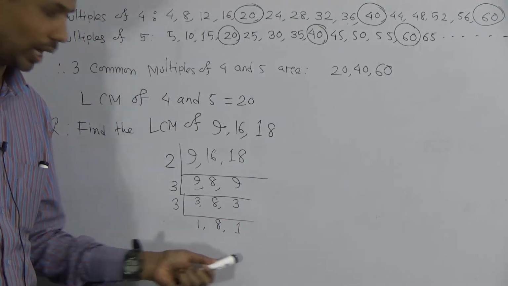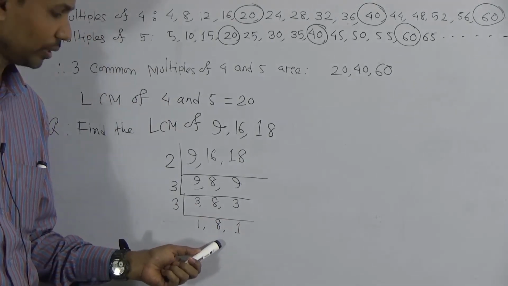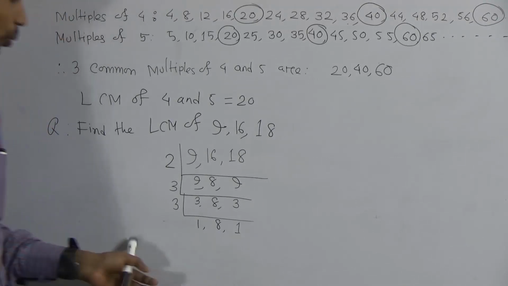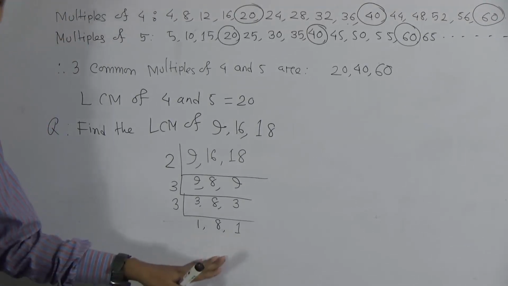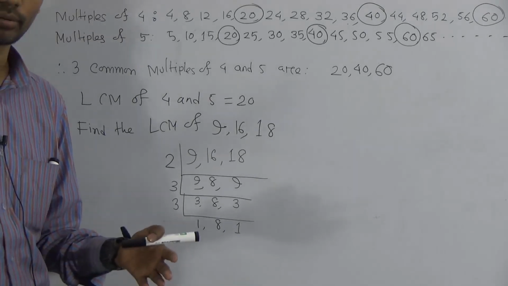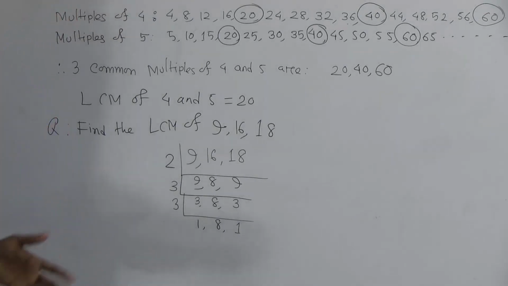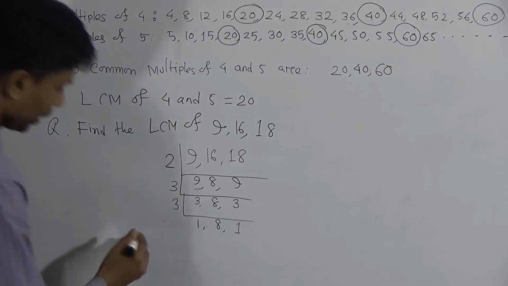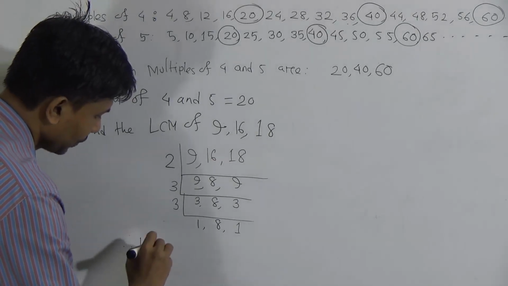Now see, 1 and 1, and 1 is not a prime number. Okay? So if we select 1, then 1 and 1 are divisible, but 1 is not a prime number. Okay? So we cannot proceed more. Now we have to write the LCM.